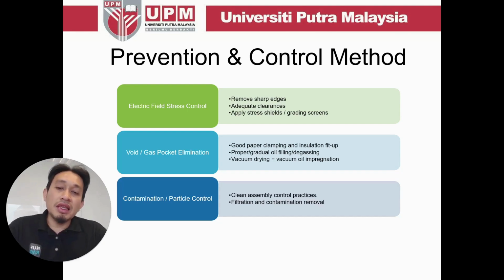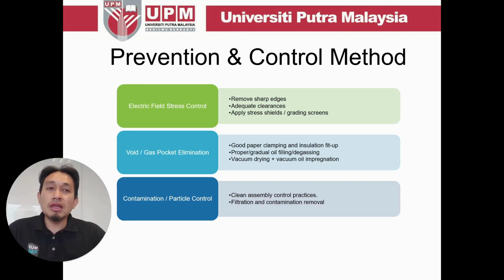And the next thing in prevention and control is contamination and particle control. Whenever we assemble our transformer, we make sure the environment is clean from any potential particles. And while the transformer is in service, the things that we can do together with the vacuum drying or hot oil filtration scheme is filtration and contamination removal.